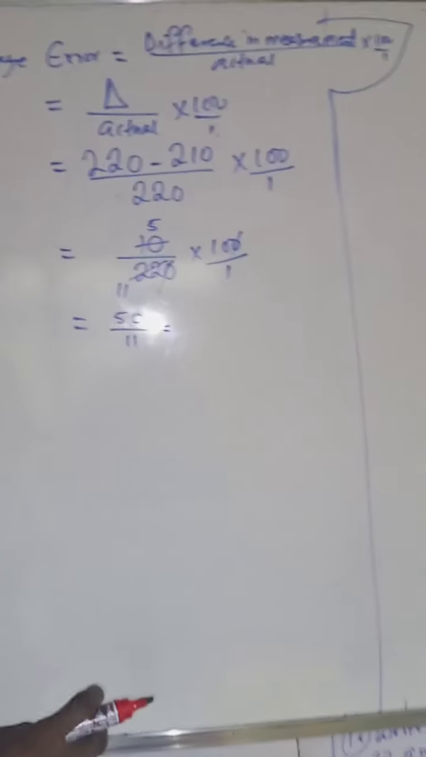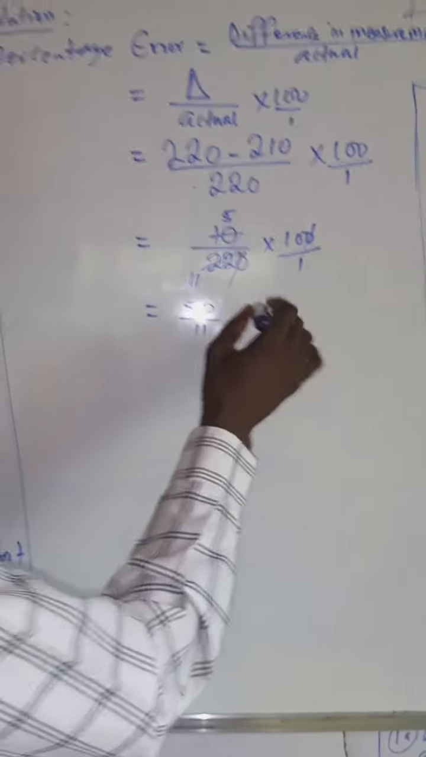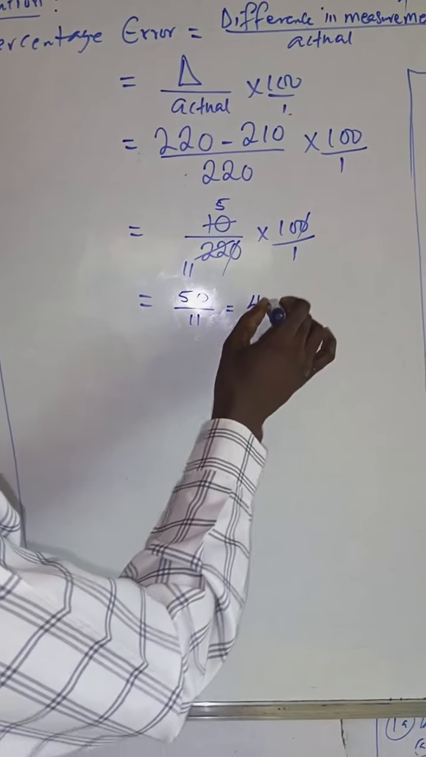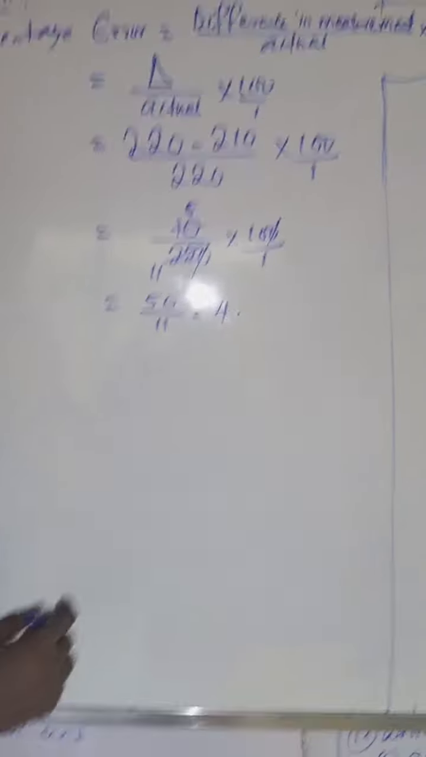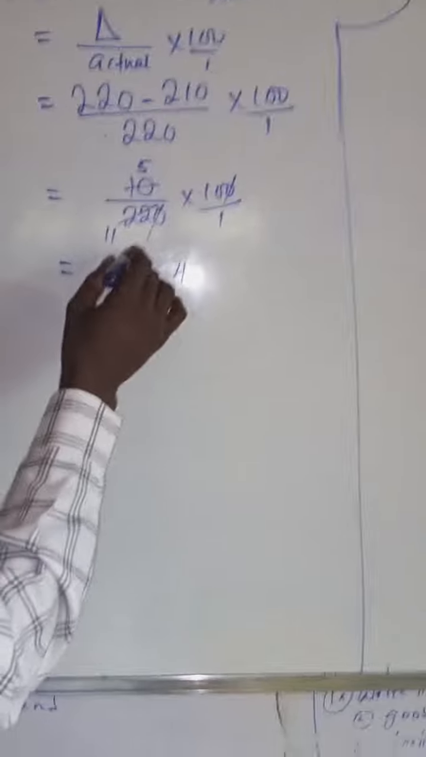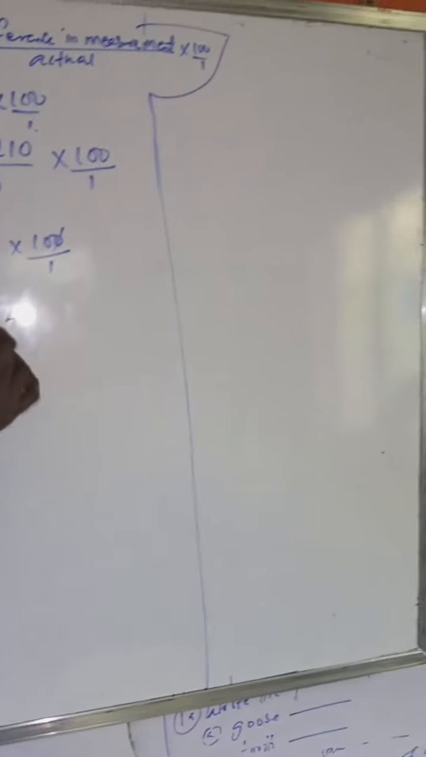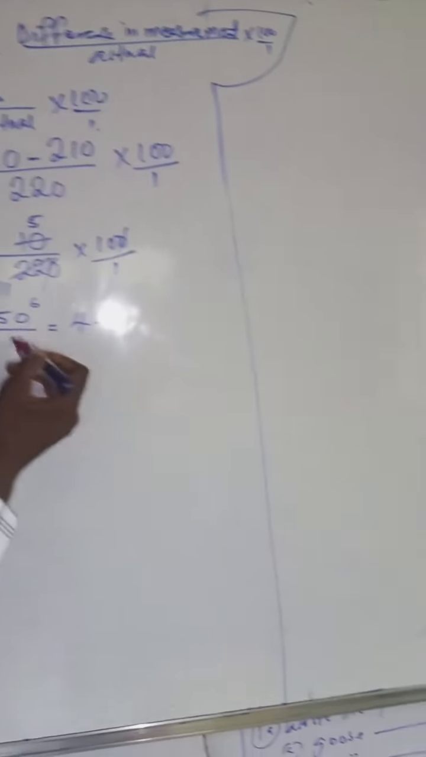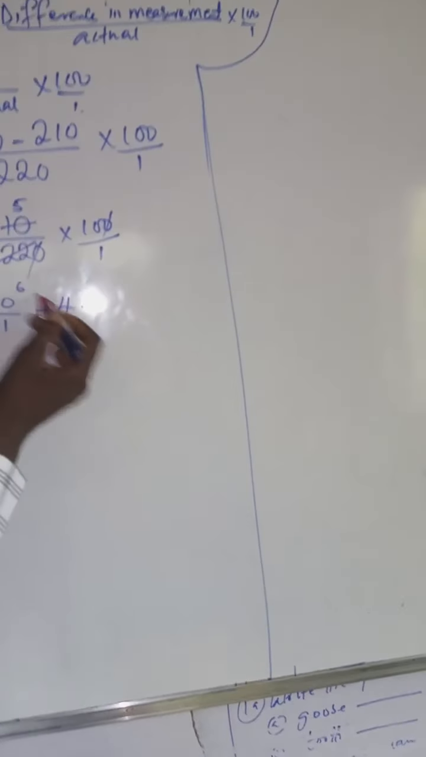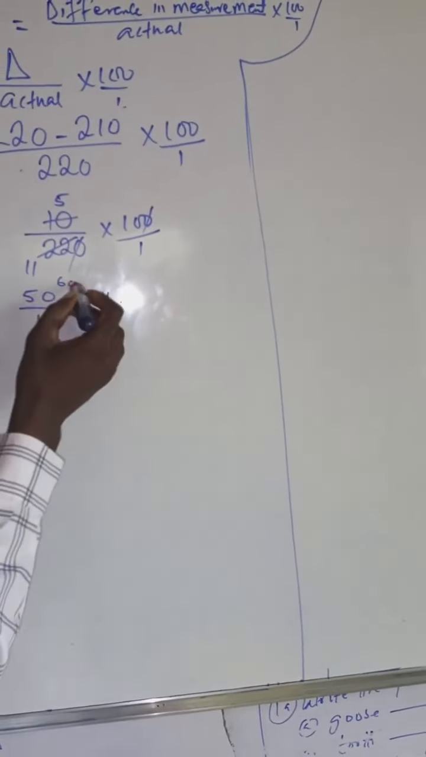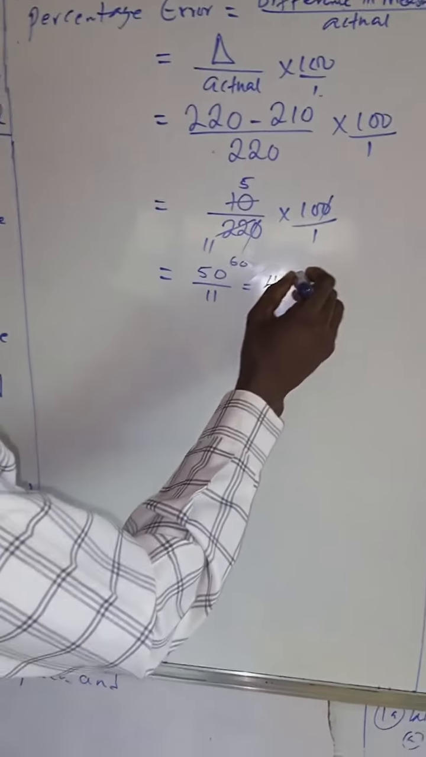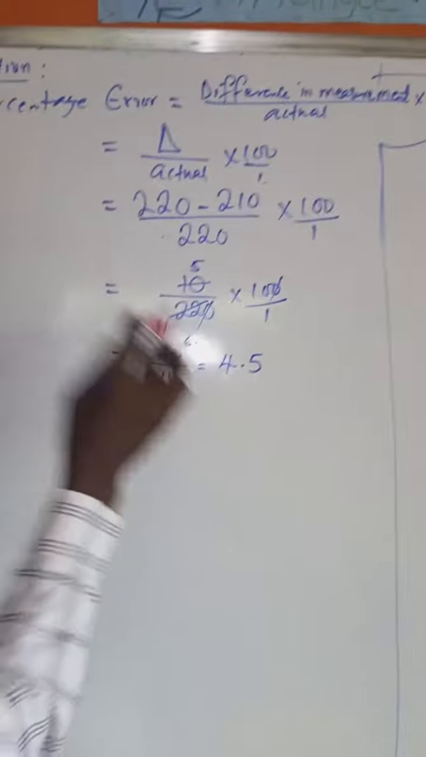How many 11s can I get in 50? I think I can get 4, which is 44. I'll be left with 6. 11 cannot actually go into 6, so I put my point and add a 0 to this. In 60, I think it's going to give me 5, which is 55.